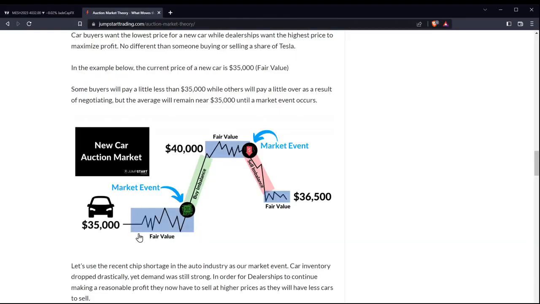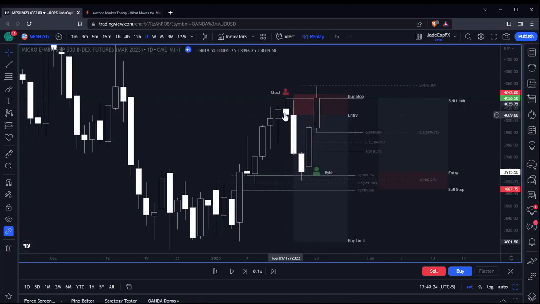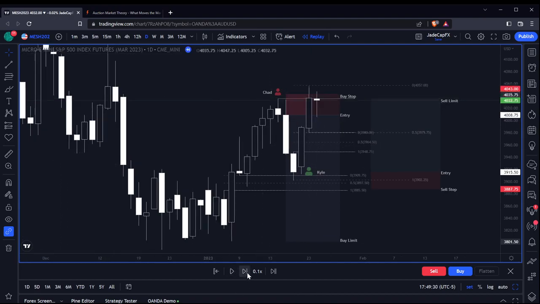So if we go over to this market example, we have a low, we have a high, and then somewhere inside of the range, they will create a fair value between the low and the high. All right, so we have a buy imbalance and then a sell imbalance. We have a buy imbalance. Skipping forward.